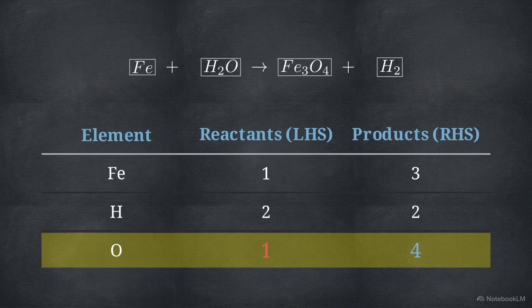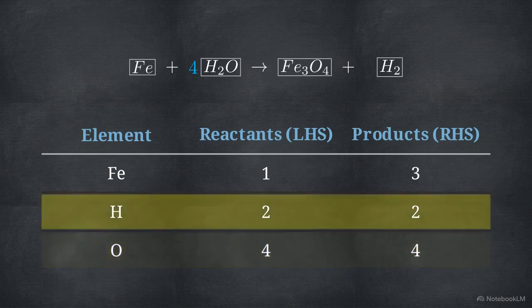We'll start by balancing the oxygen atoms, since we have 4 on the right and only 1 on the left. By placing a coefficient of 4 in front of the water molecule on the left, we now have 4 oxygen atoms on both sides. Step 4 is to check for side effects.